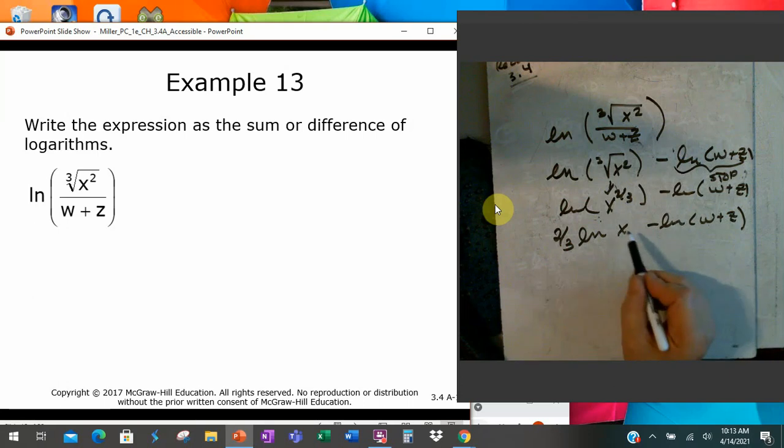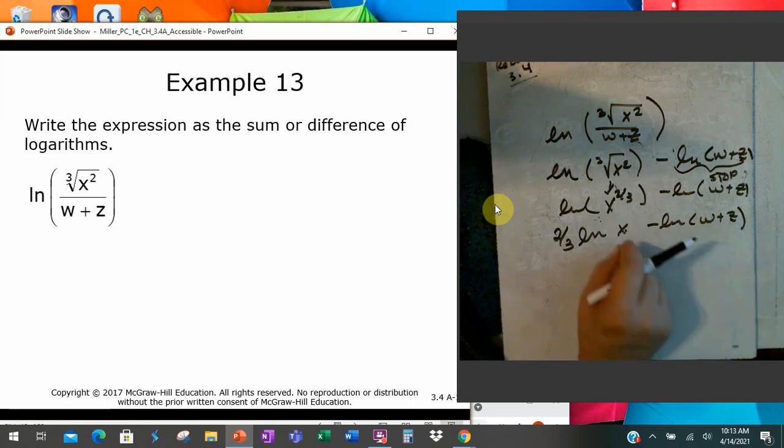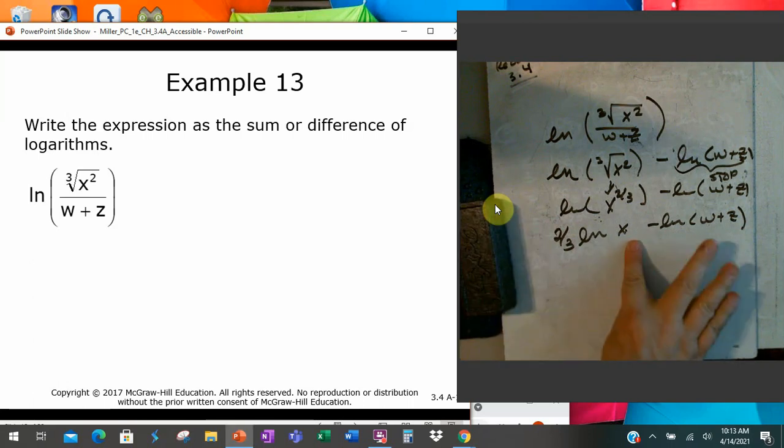And not until we have these numbers could I add and then take the natural log. You've got to tell me what x is before I can do this. So I have to leave these alone until I know what x, w plus z is. 3, 4, and 7, right?